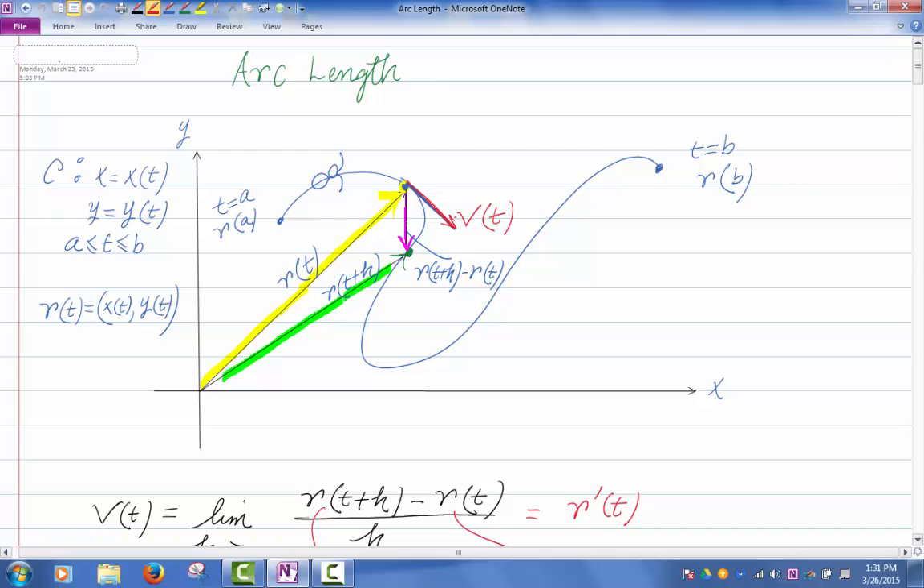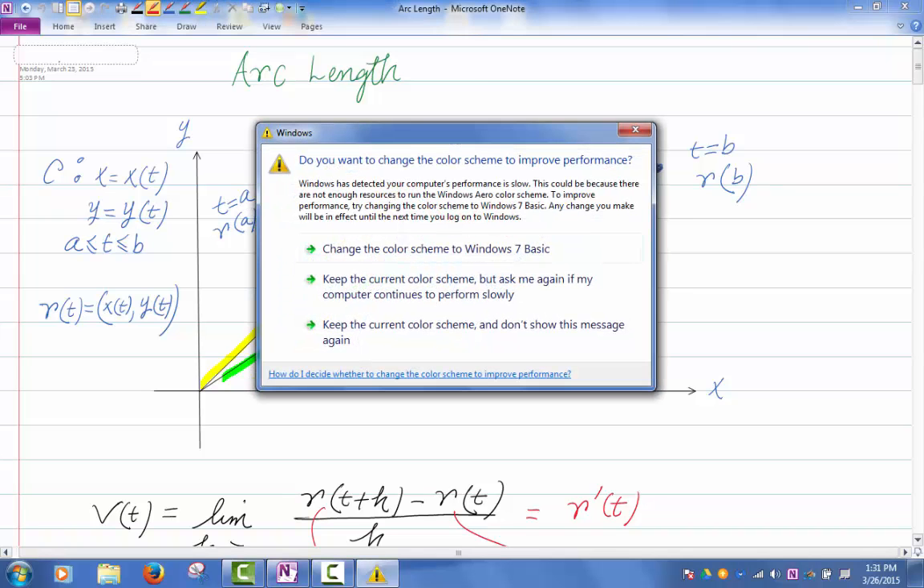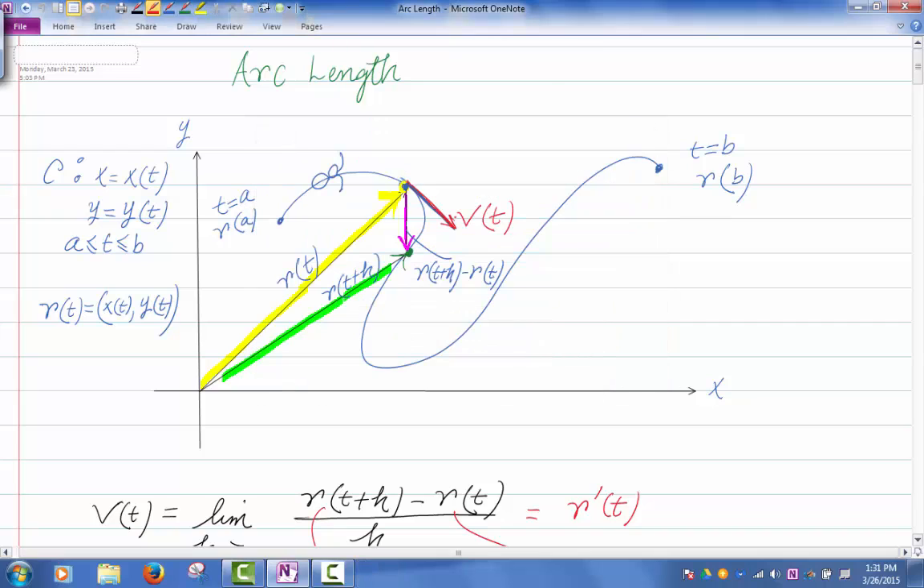So here I have a curve where the parameter t varies over a finite interval, so that my curve extends from t equals a to t equals b. Let's say I am going to denote by r of t the point x of t, y of t.